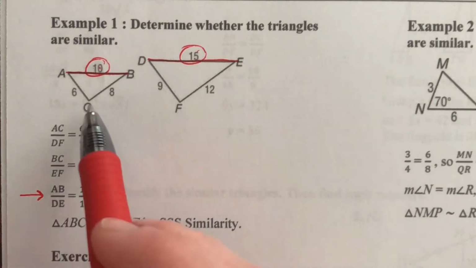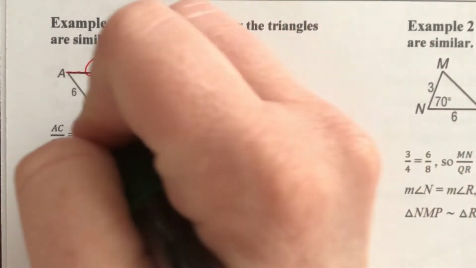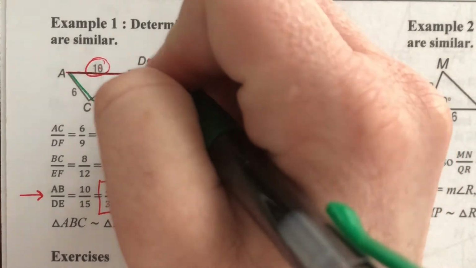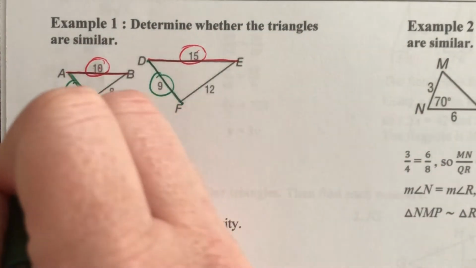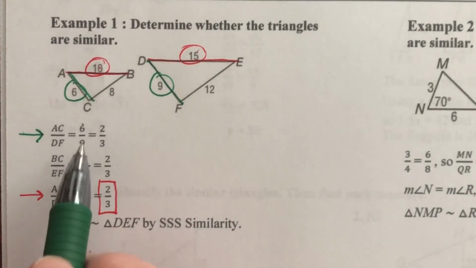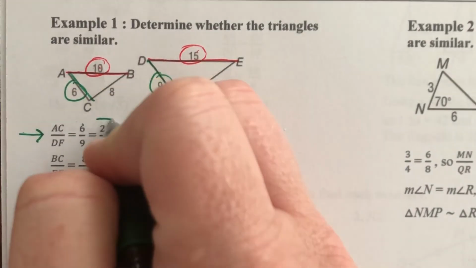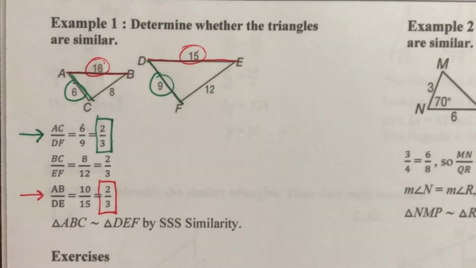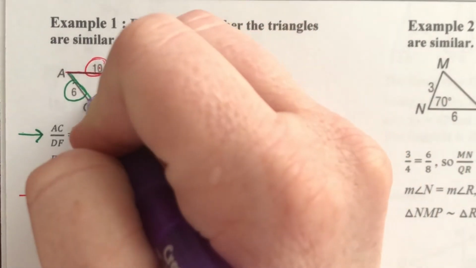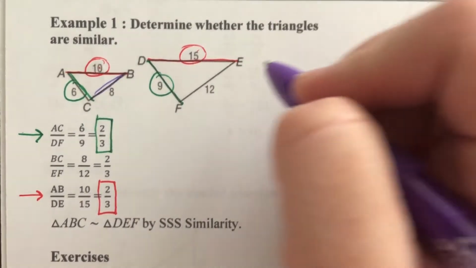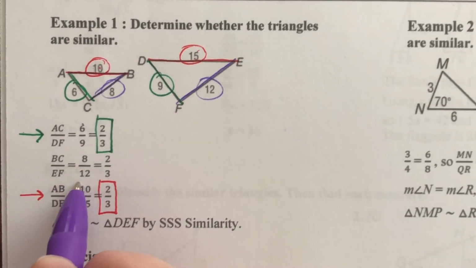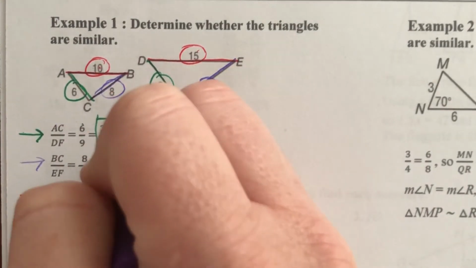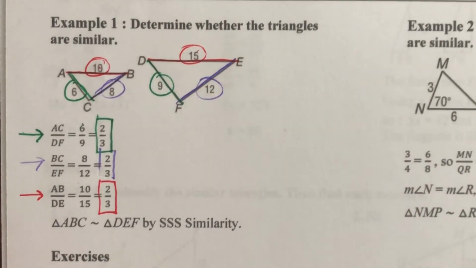2/3, okay? If we look at another side, let's look at AC and DF, right? AC is 6, DF is 9. And look at that right here. 6 over 9, when you simplify that, you get 2/3. Imagine that. And so if we look at the third side, BC and EF, that's 8 and 12. So if I write 8 over 12 and I simplify it, guess what I get? 2/3.